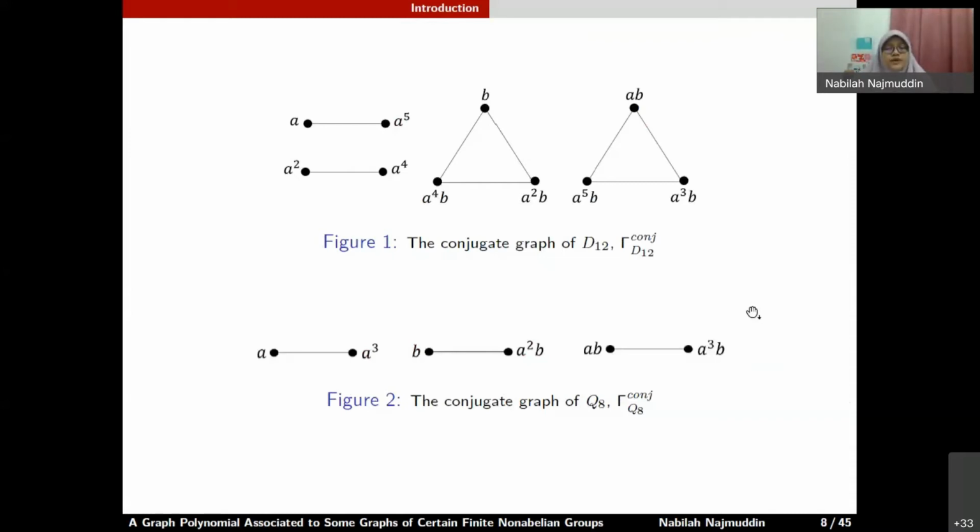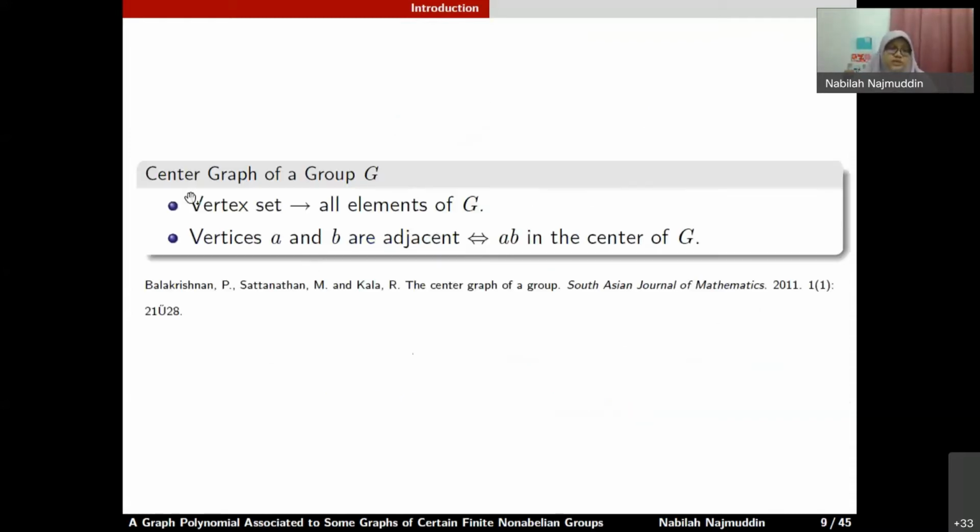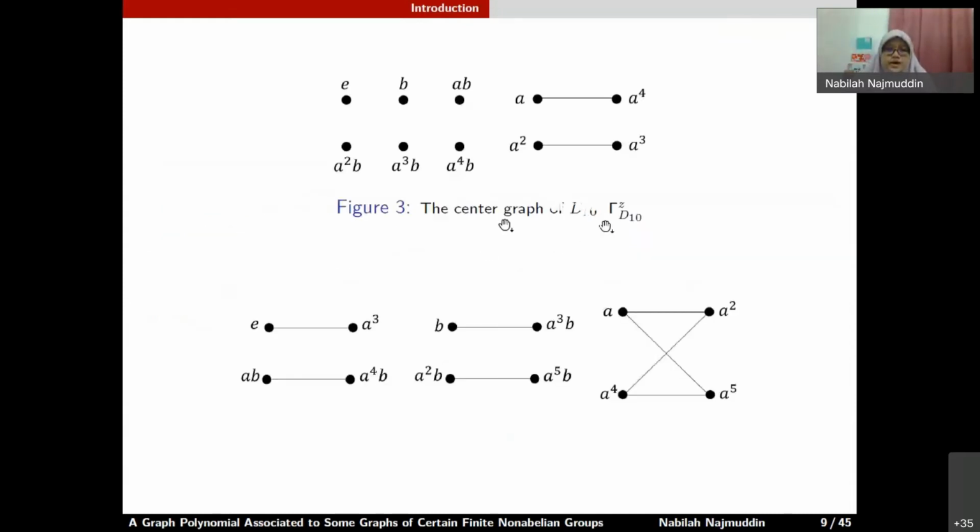The next graph that I would like to include in this presentation is the center graph of the group G. The vertex set includes all the elements of G, including the centers that we excluded just now for the conjugate graph. Two vertices A and B are adjacent if and only if AB is in the center of the group. An example of a center graph is the center graph of the dihedral group of order 10.